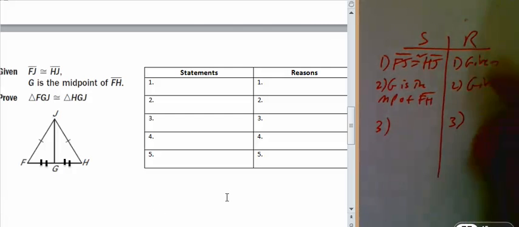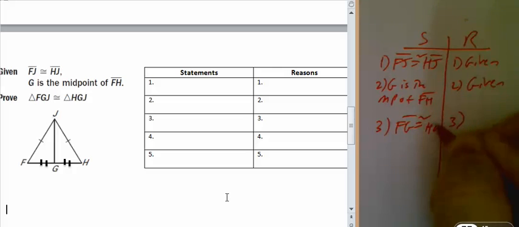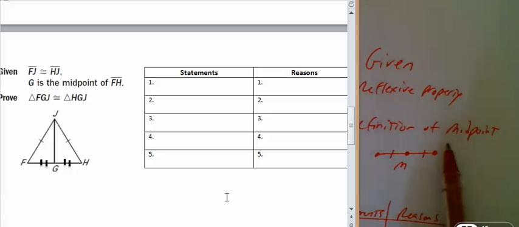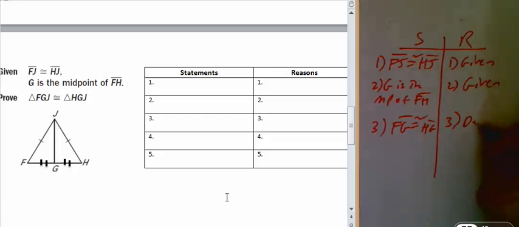All right, you could actually write FG is congruent to HG, and what you would use, if you remember from what we wrote a moment ago, is the definition of midpoint. That's what a midpoint is. From way back in chapter 1. Definition of midpoint.